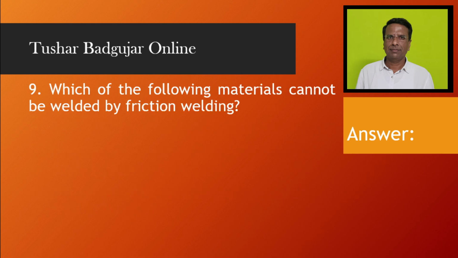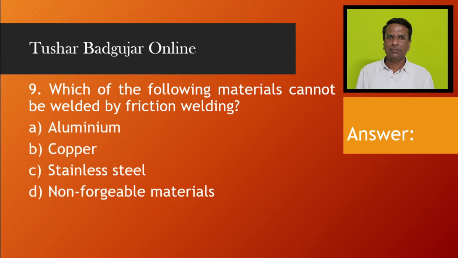Which of the following materials cannot be welded by friction welding? Aluminum, copper, stainless steel, non-forgeable materials. And the answer is D. Non-forgeable materials.